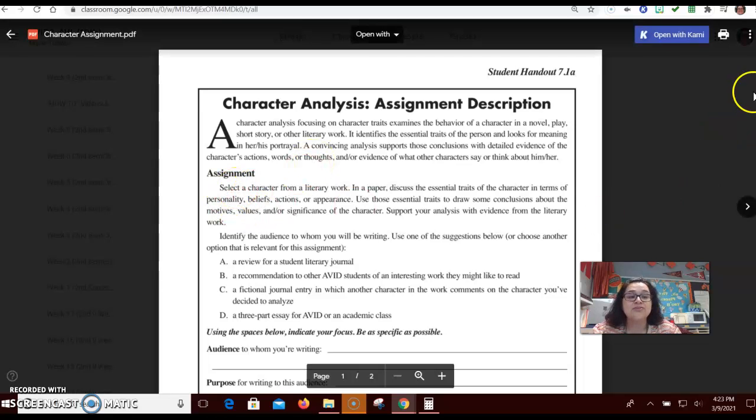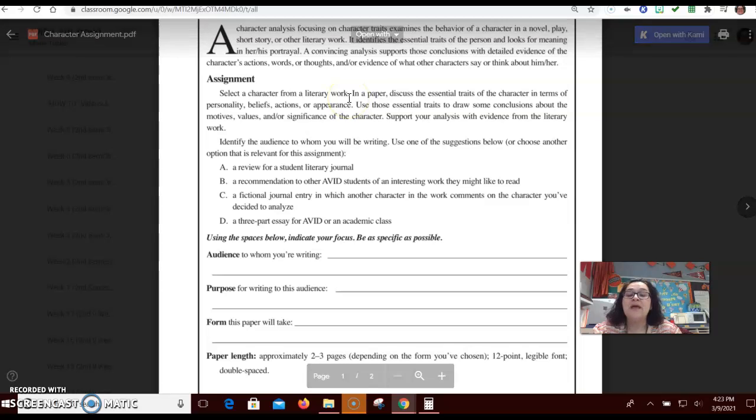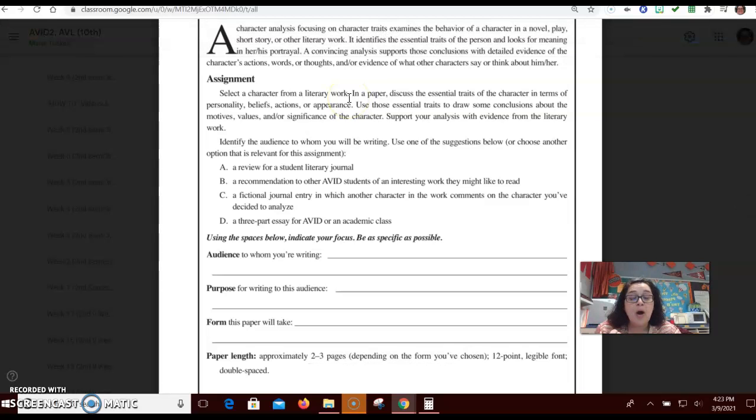So here's your actual assignment, which again, I know many of you have read. Select a character from a literary work. So it can be a poem, it can be a short story, it can be a book, it can be a novel. So yes, it can be Cinderella, the story. It could be Snow White and the Seven Dwarfs. It can be Harry Potter.